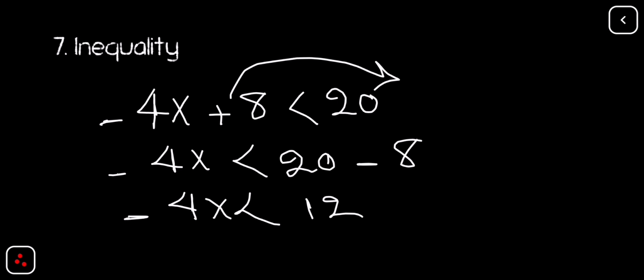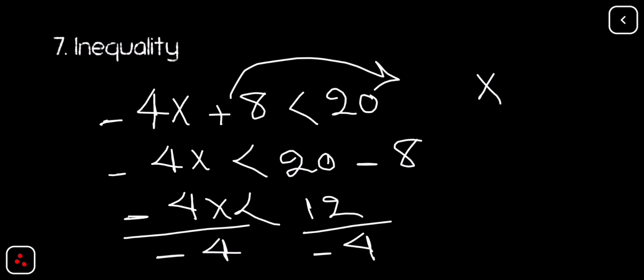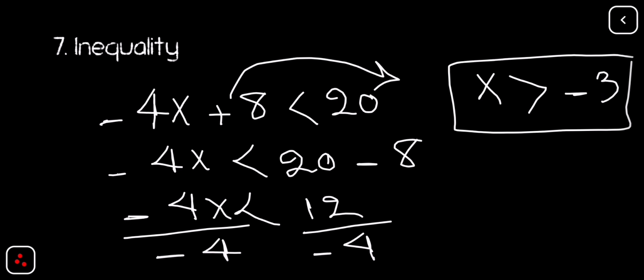And then both sides will be divided by the coefficient of x. So now we have this one. There is an issue, guys, that most of the students will get the wrong answer for this one. In inequality, if you divide both sides by a negative number, the inequality sign will change. Here we have less than, so it changes to greater than, and 12 divided by minus 4 is minus 3. So our final answer is x greater than minus 3, not less than minus 3.